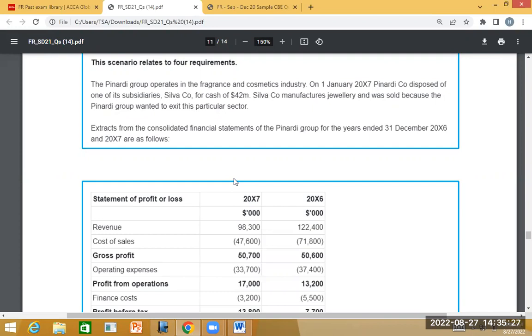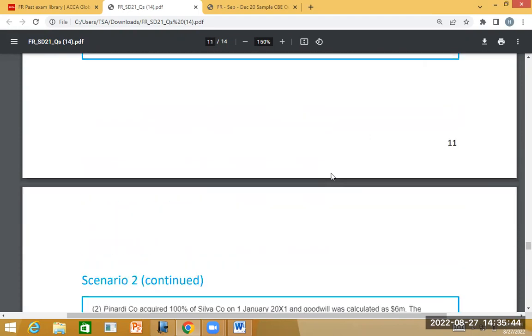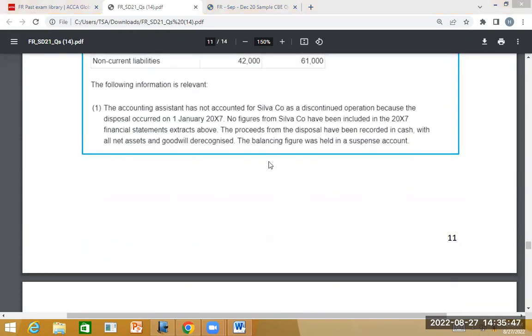So the income statement in 2006 will be prepared like this: starting from the revenue, you need to report all the results of the continued operations, and the result of the discontinued operation should be disclosed separately. No figures from the Silva.